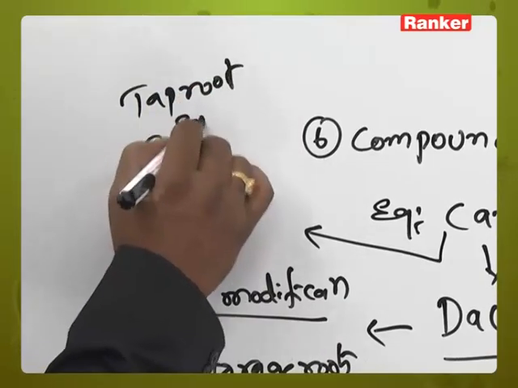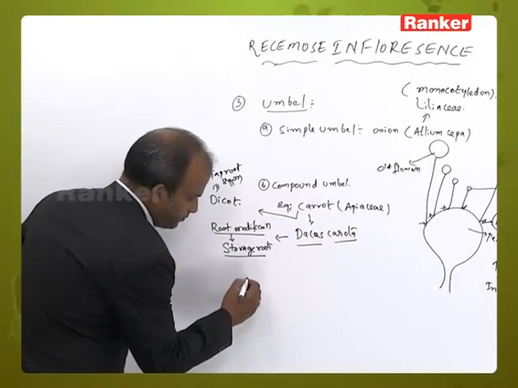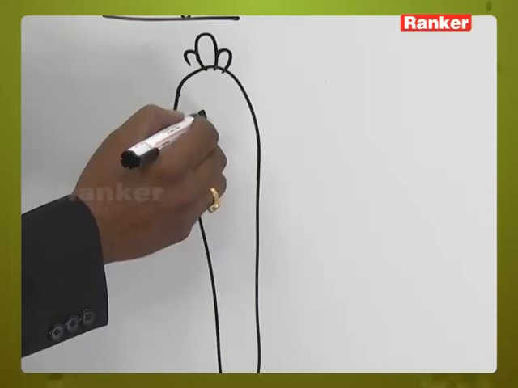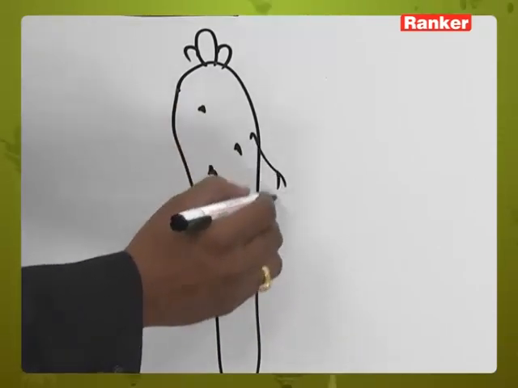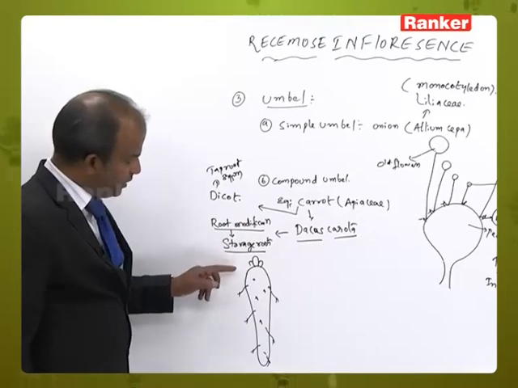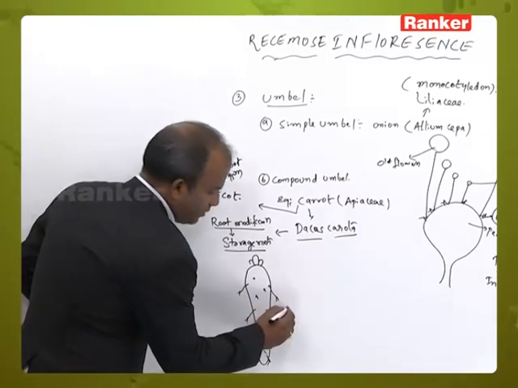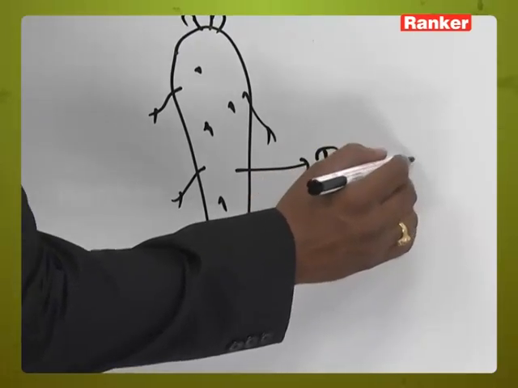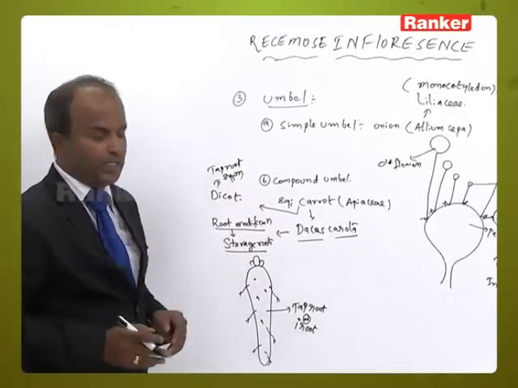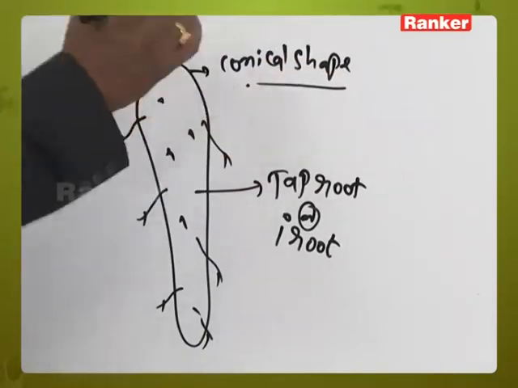It shows which type of system? Taproot system. That means in this carrot, due to the storage of food material in the taproot of carrot, which is also called the primary root, this root gets bulged and attains conical shape.